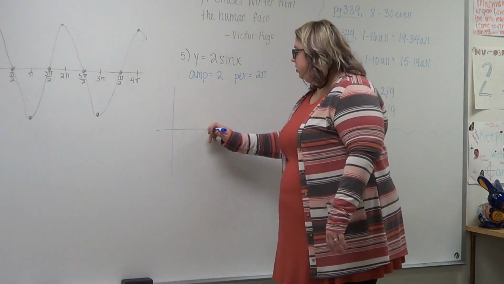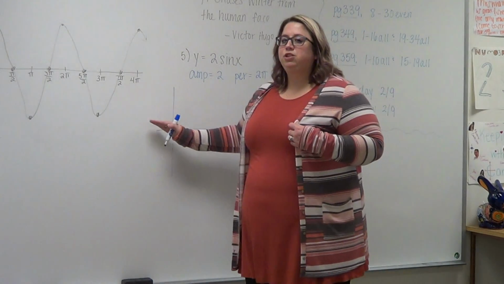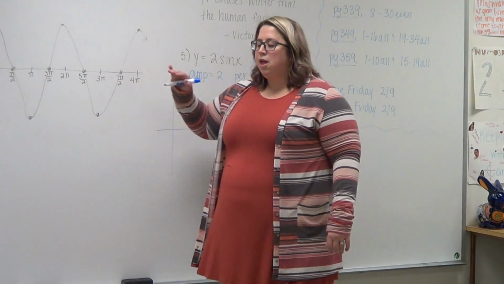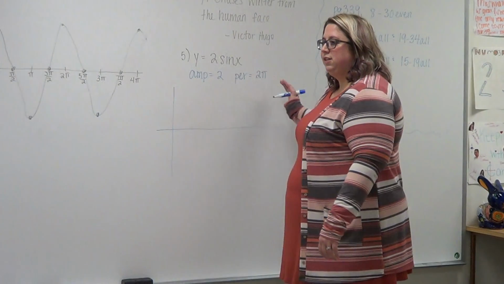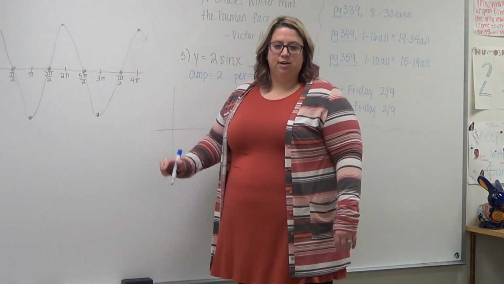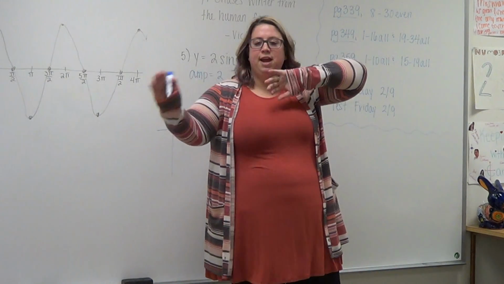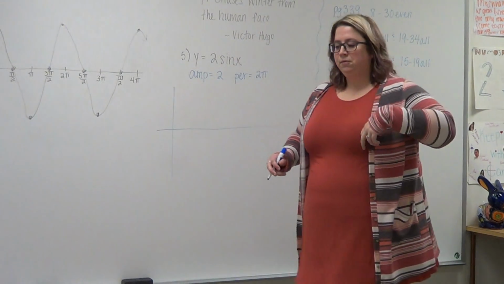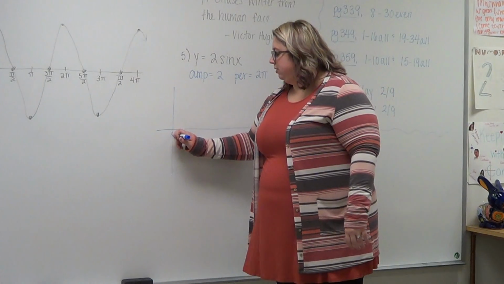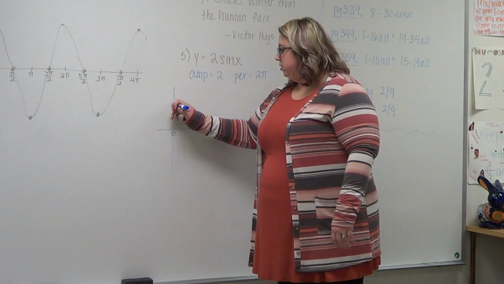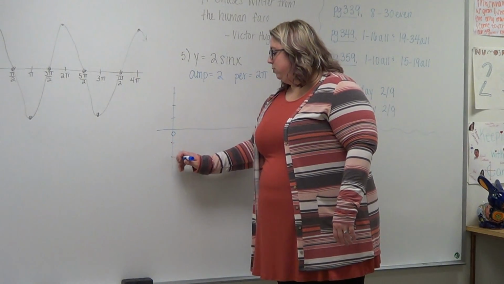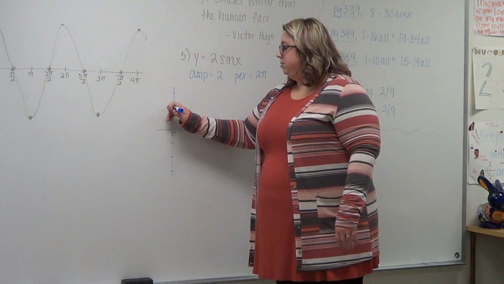So if I draw my graph, now, these graphs do go to the negatives, but I'm assuming you guys would rather count positive than go backwards. That's why I'm starting at 0. If you want to go from negative pi or negative 2 pi to 2 pi, that's fine. But I'm assuming you probably would rather start at 0. How high or low do I go on my y-axis? 2. I have to go up to at least 2, right?